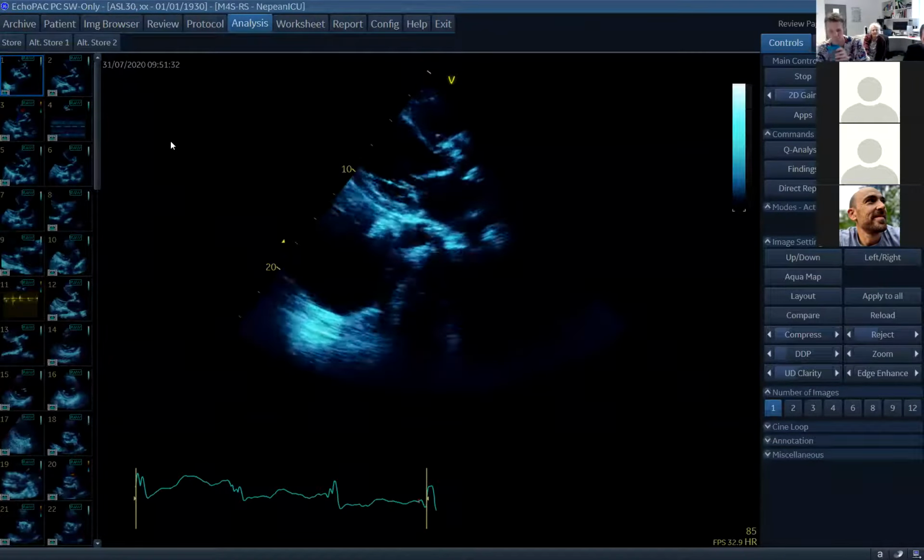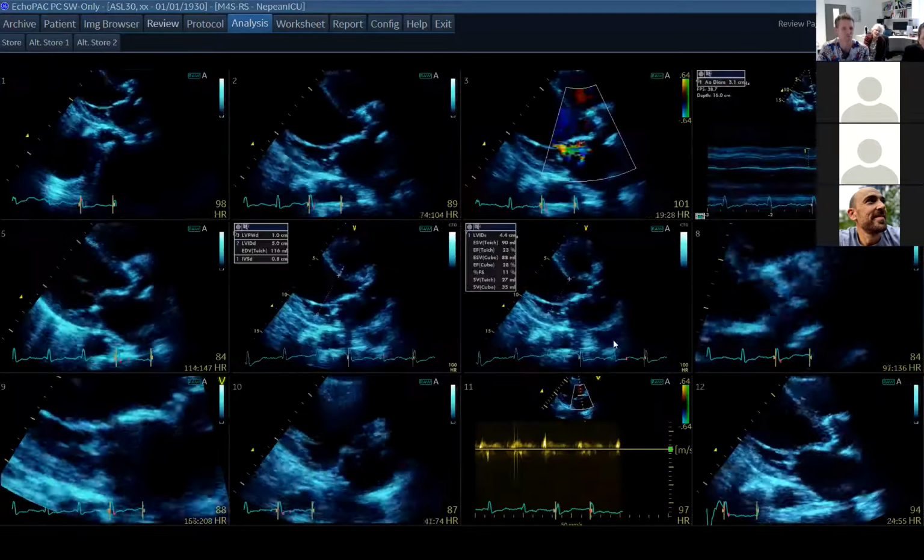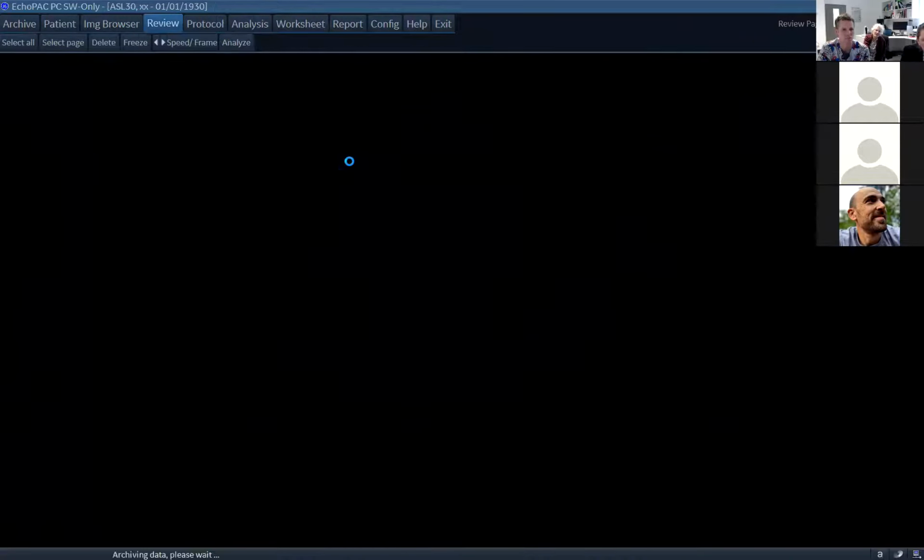I'll start with that one. Okay, so it's parasternal long axis view at depth, which shows a left-sided pleural effusion, which is moderate. It's only one view, but it looks like there's severe left ventricular systolic dysfunction. The right ventricle looks of normal size, but also looks like it may have impaired function, and the left atrium looks dilated.